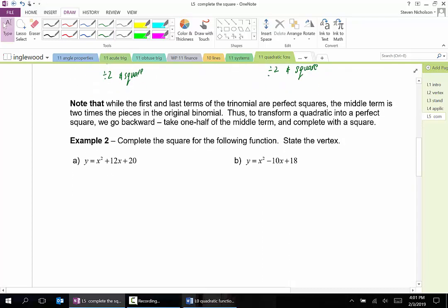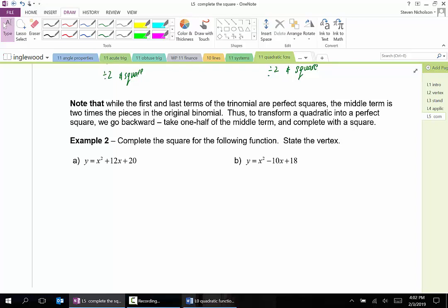Now again, as we say right here, while the first and last terms are perfect squares, the middle term is 2 times the original number in the binomial. And that's this idea. If we recognize this pattern by multiplying, then if we recognize what we have in a trinomial, we can go backwards. So what we're simply going to do for the next few minutes is just pound through a bunch of examples.